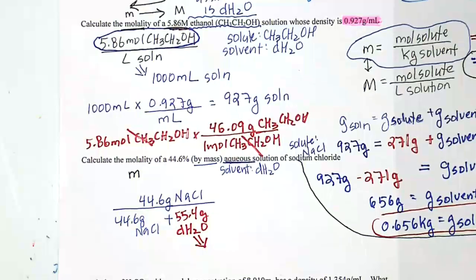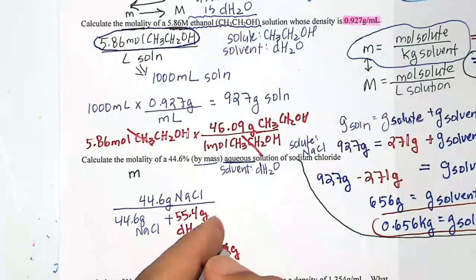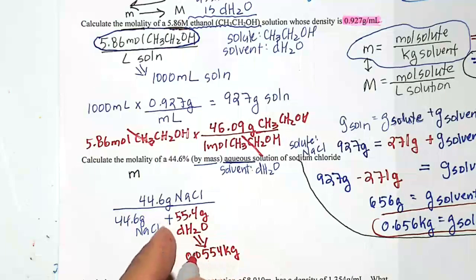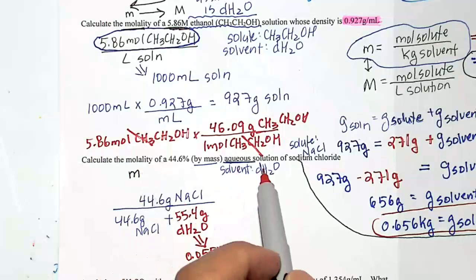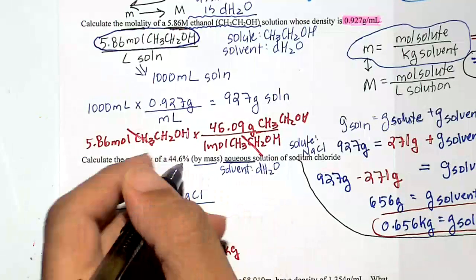55.4 grams is the same thing as how many kilograms? We're going to take the decimal and move it 3 to the left, correct? So, Jacob, it's going to be 0.0554. I'm just moving the decimal 3 to the left. 0.0554 kilograms, which is our solvent, water. And for the moles of NaCl, let's take these grams and convert them to moles.